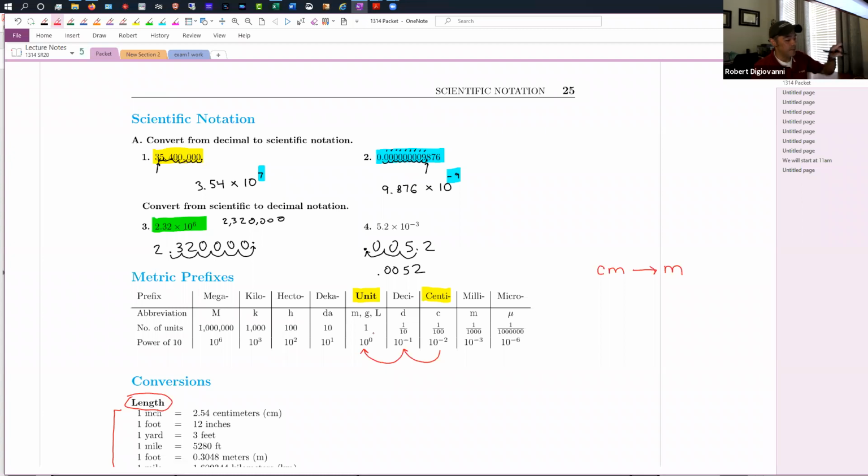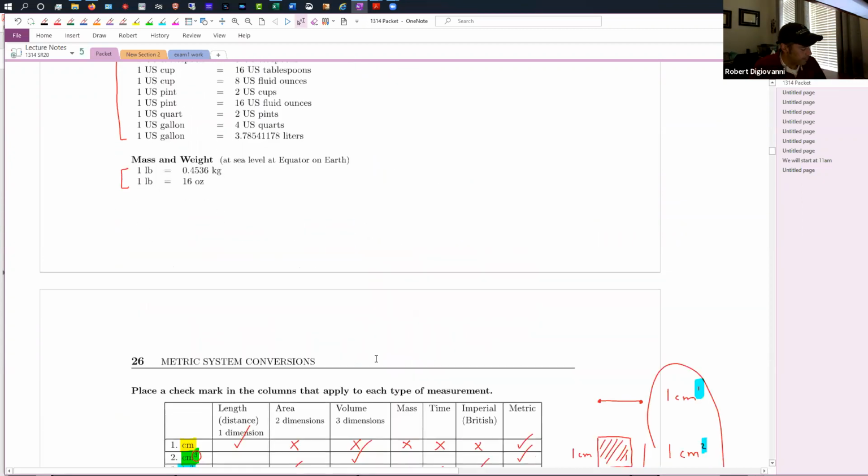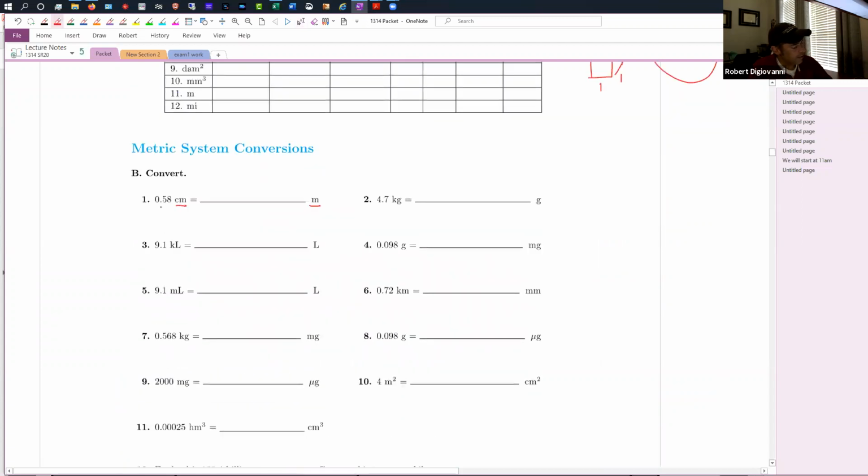So what that means is that we can take our question right here, and we can identify where the decimal point is. And all we have to do is move that decimal point 2 places to the left, because that's what we did on the chart. We just moved 2 places to the left. So if I move that decimal 2 places to the left, I'm going to get 0.0058.